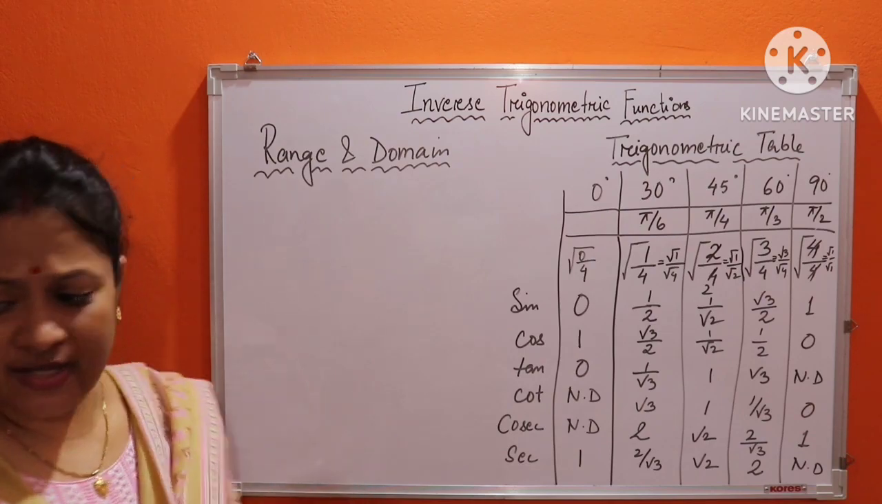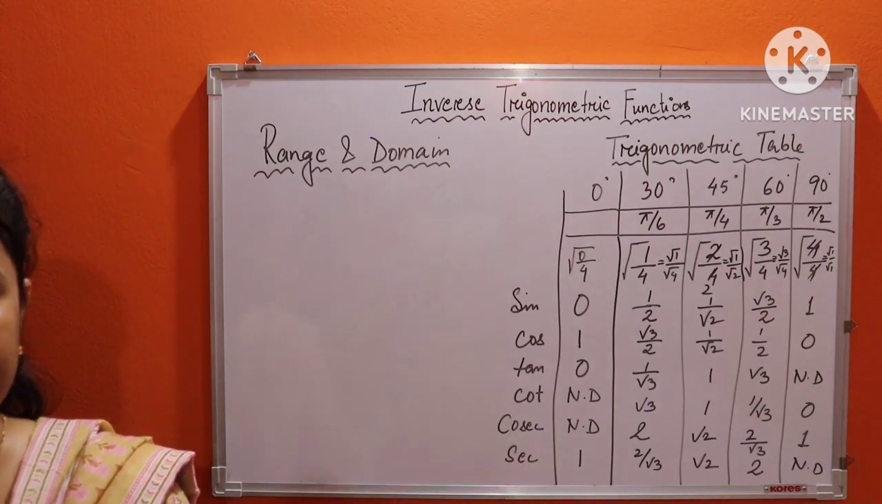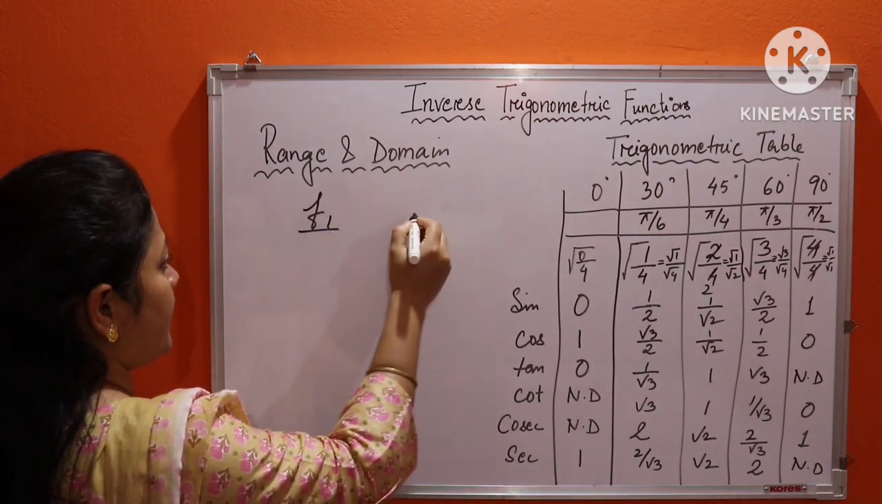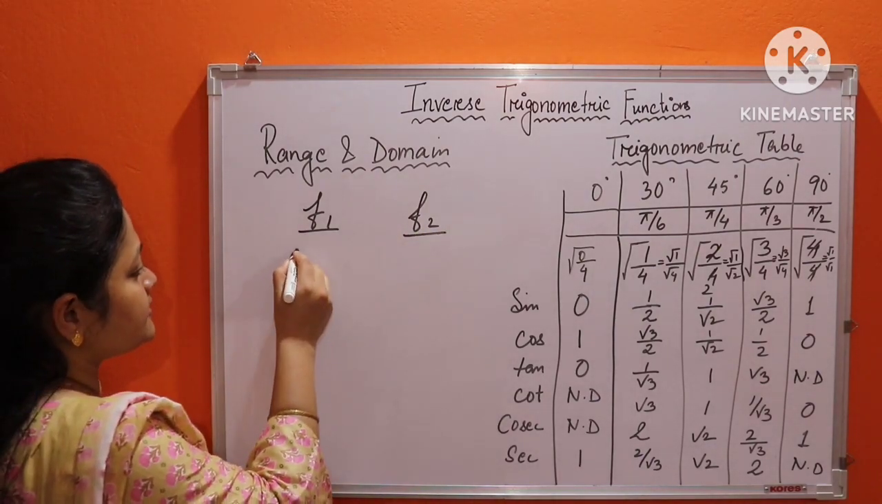Okay. So the range and the domain for trigonometric functions, we will take two families, family 1 and family 2. So in family 1, that is the sine family.